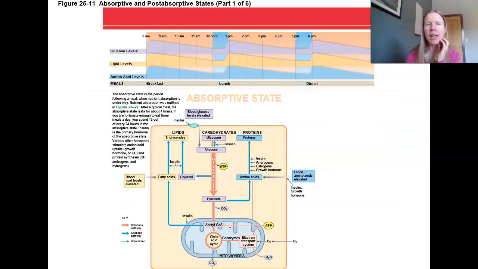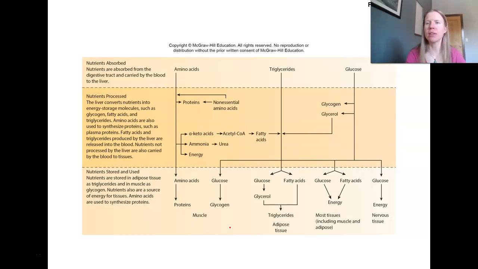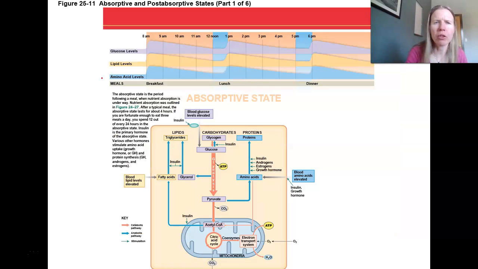Okay, so the last thing I wanted to point out in this chapter is thinking about the differences between the absorptive and the post-absorptive state. This is section 25.7, and basically what they're showing is when you're eating and shortly after. I'm going to switch back to this picture. Here they're trying to show, okay, you ate breakfast, you're eating lunch, you're eating dinner.